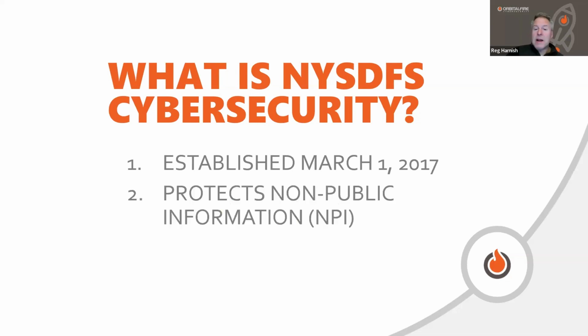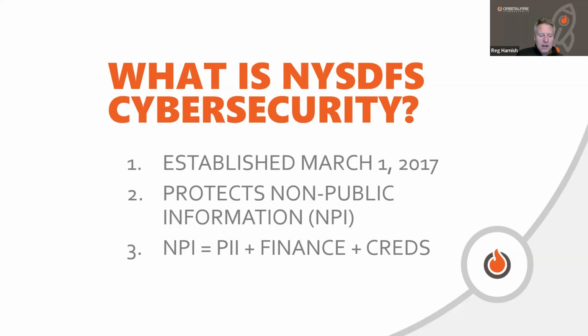But the point is, it's been around for a while, and we're now experiencing the Second Amendment. The primary focus is NPI, right? Non-public information, which is basically the way we describe NPI: some kind of personal identifier plus financial information, plus potentially credentials. Any of those data assets that fall into that category would be considered NPI and thus protected under New York's DFS.